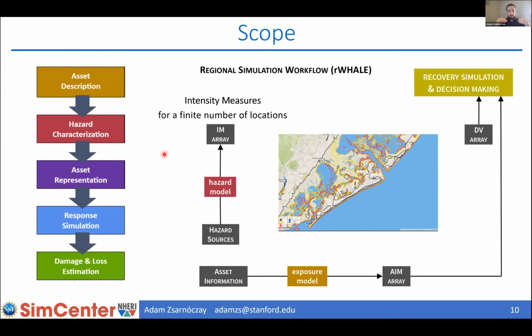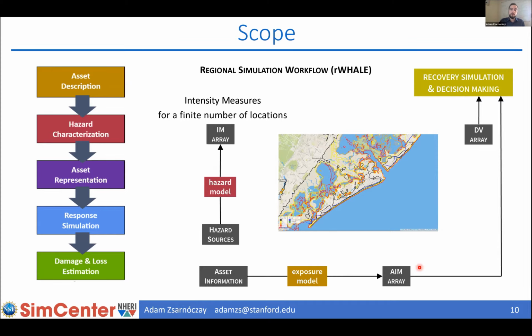So we have that hazard model, and that hazard model produces intensity measures that describe the intensity of the hazard at various places in our region. This is just an example of that. This is a storm surge description in Atlantic City. So once we have that, for each asset, we have some understanding of its characteristics through the asset information model, and we have an understanding of the intensity of the particular scenario at that location.